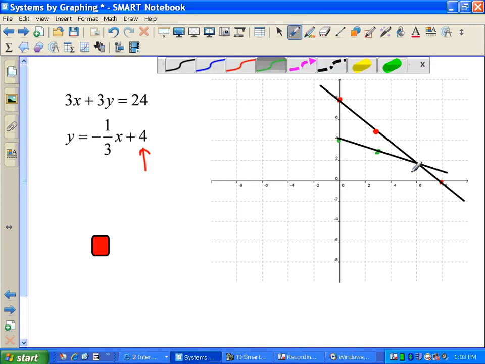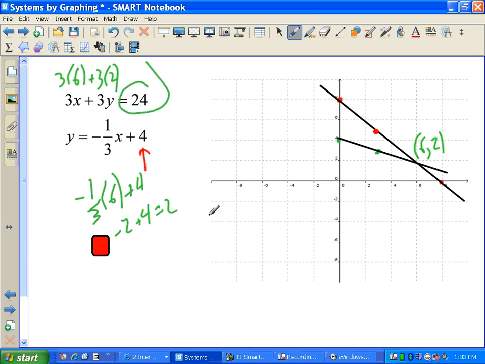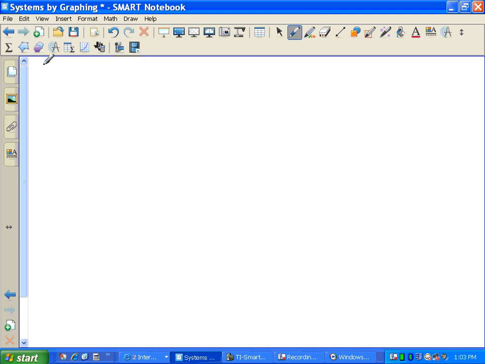Okay, let's try this on for size. How about 6, comma 2? 6, comma 2. See if that works in this one. Negative 1/3 times 6 plus 4. A third of 6. 6 divided by 3 is 2, so we have negative 2 plus 4. That's 2. That's what we're hoping for. Let's try this one. 3 times 6 plus 3 times 2. Is that 24? 18 plus 6 is 24. Bingo. Okay? So it works. Check your work. Make sure. Negative slopes go downhill, don't they? Okay? All right. So, there we go.